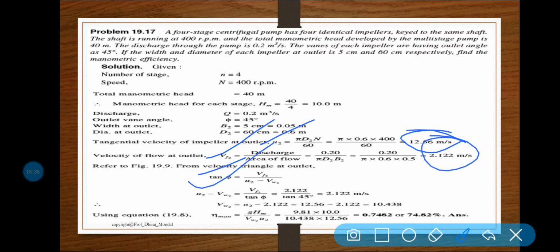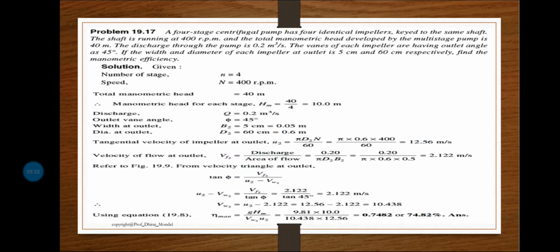So put the values in this equation, tan phi is equal to Vf2 by U2 minus Vw2. You will get Vw2 equal to 10 meter per second. Now put the values in the manometric efficiency equation, g Hm by Vw2 U2. So you will get this answer, 74.82%. I hope it is clear.